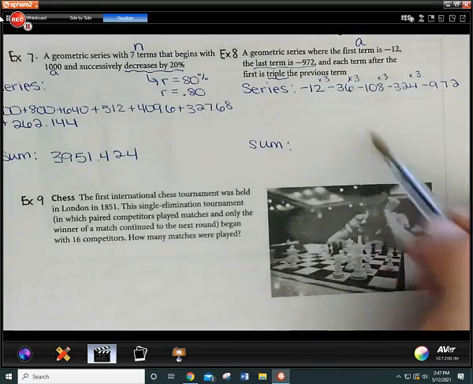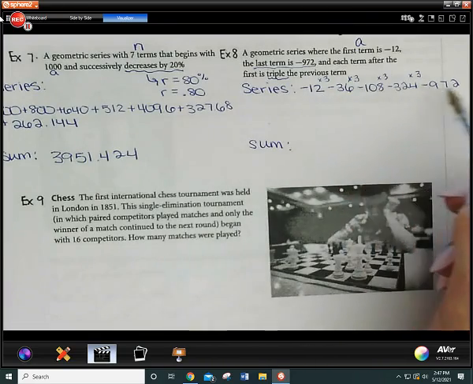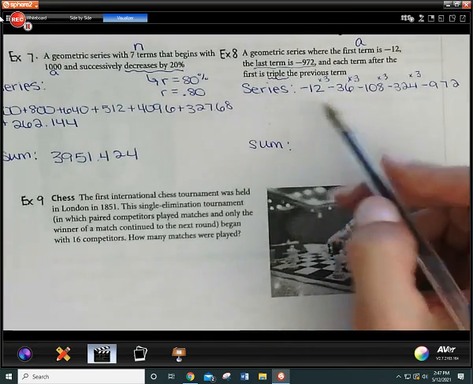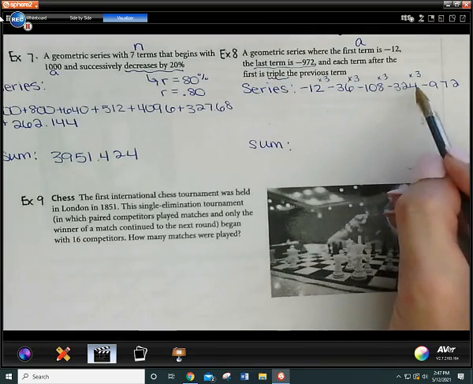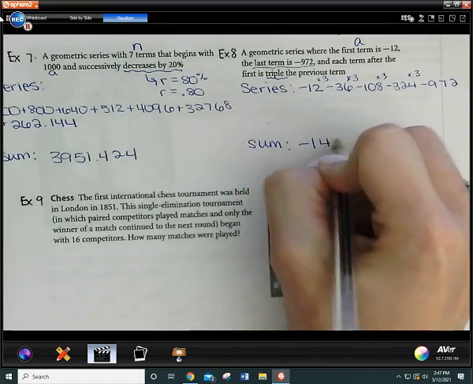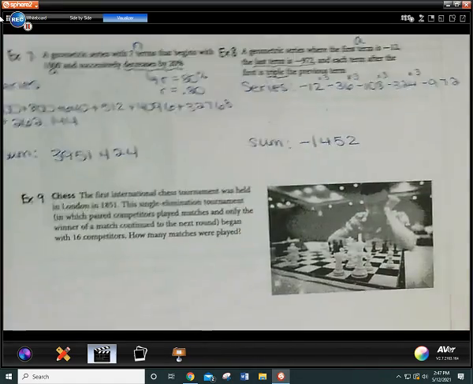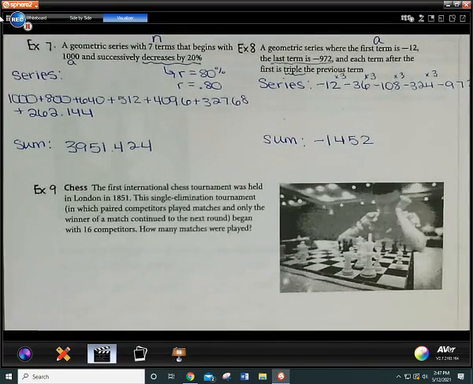And again, if I want to find the sum, I can either use the formula or I can just type that into my calculator. And that's not really a lot to type in. So negative 12 minus 36 minus 108 minus 324 minus 972 gives me negative 1,452. All right, let's look at the next one.